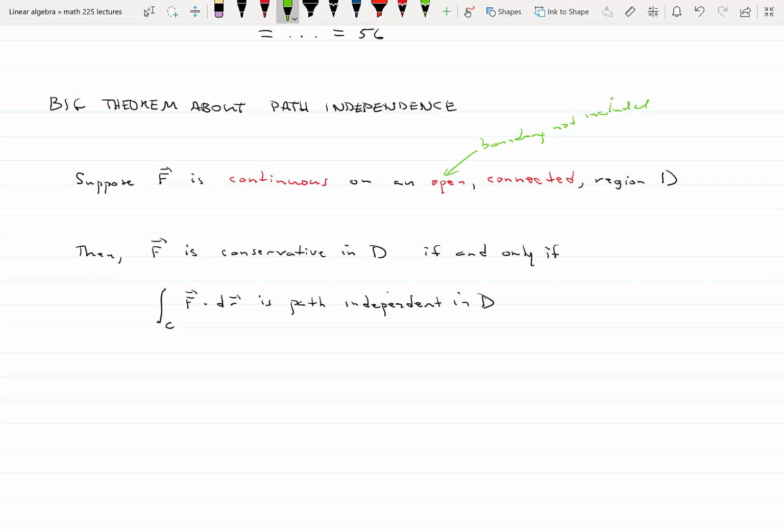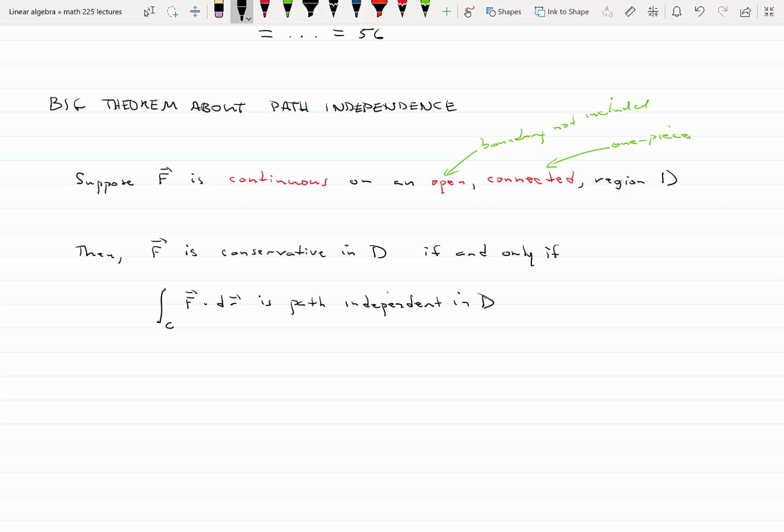Okay, and there's another term, connected. Connected essentially means the region in 3 space or 2 space is one piece. We're not looking at regions that are made up of 2 or more separate pieces. So that's roughly what we're talking about here by a connected region. Okay, and our regions will be both open. We can consider the continuity on open, and our regions will be connected. So don't worry about that.